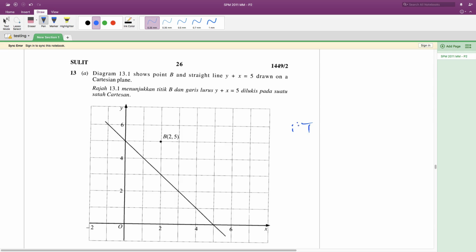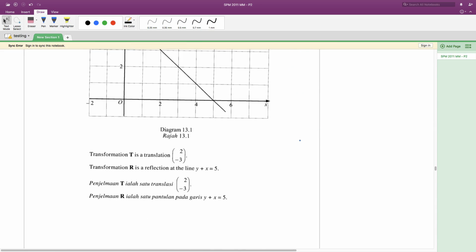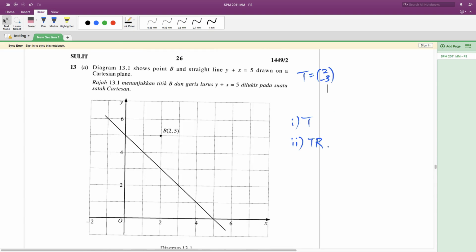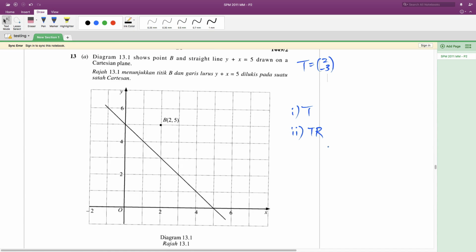The first one asks you to do T. The second one basically asks you to do TR. TR is a reflection on that line. T will be 2, -3. This one basically is a bonus mark thing. So I will do the T first.